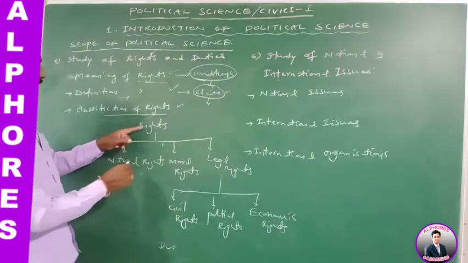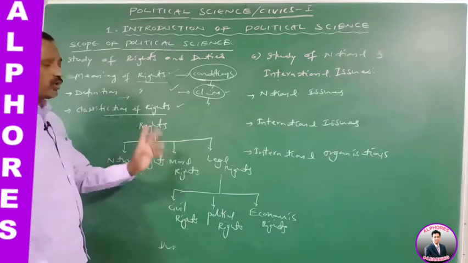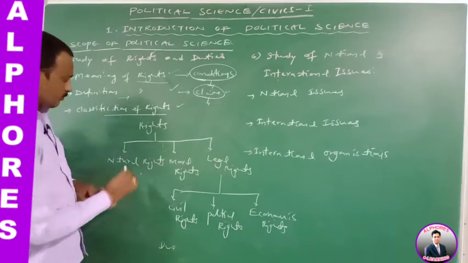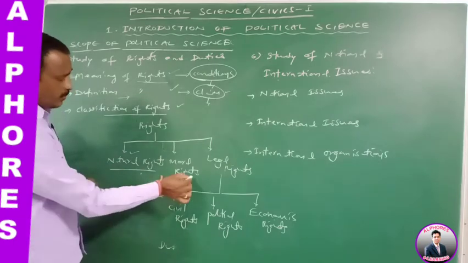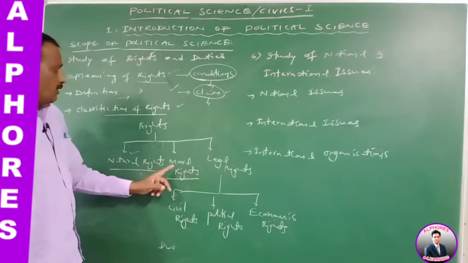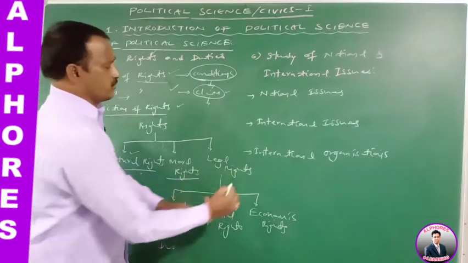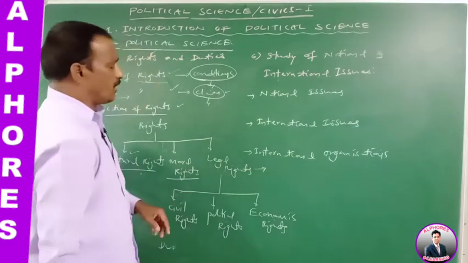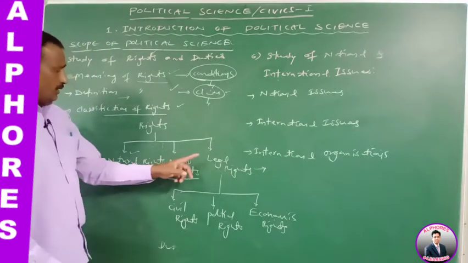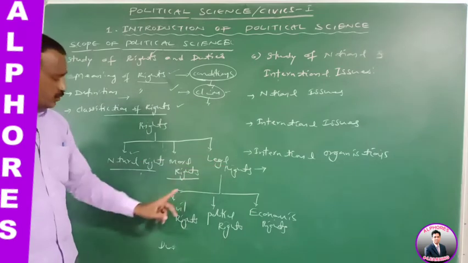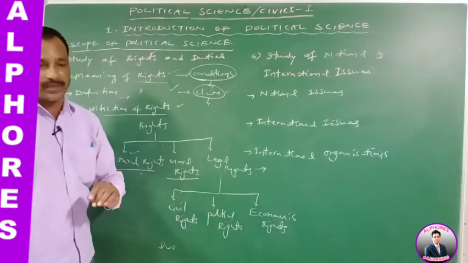Once again, rights are broadly divided into three categories: natural rights, moral rights, and legal rights. We acquire natural rights by birth. We enjoy moral rights morally. Legal rights are provided by the laws of the state or the constitution. Then legal rights are divided into three categories: civil rights, political rights, and economic rights.